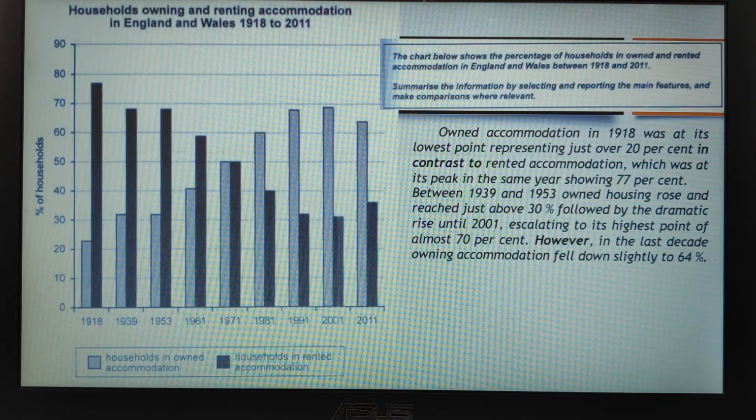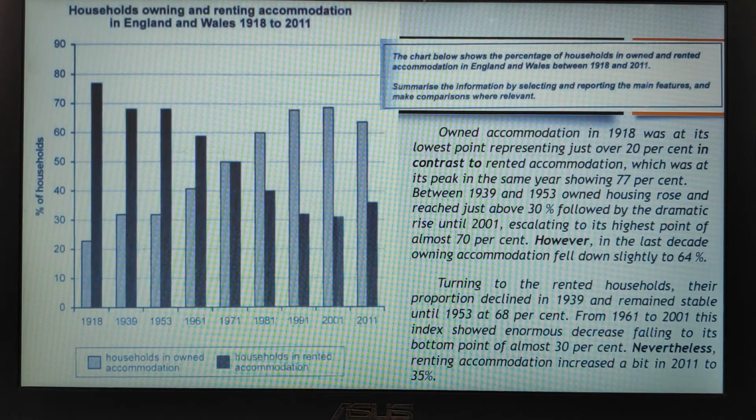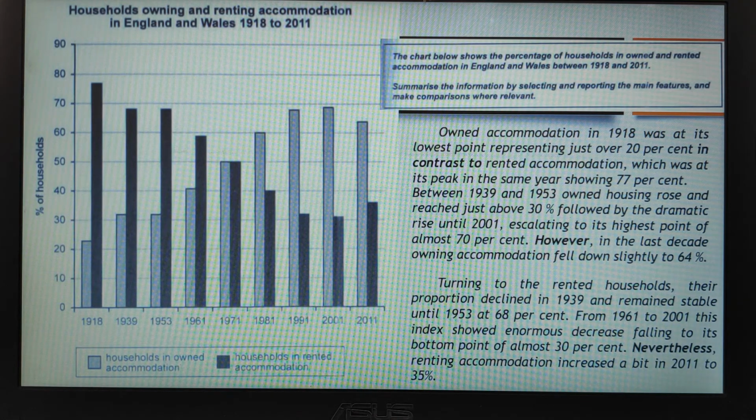If we speak about the other trend, which is totally opposite, we can say something like this. Turning to the rented accommodation households, their proportion declined in 1939 and remained stable until 1953 at 68%. From 1961 to 2001, this index showed an enormous decrease, falling to its bottom point of almost 30%. Nevertheless, renting accommodation increased a bit in 2011 to 35%. That's it.